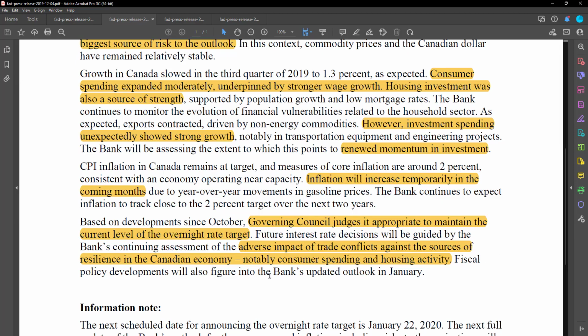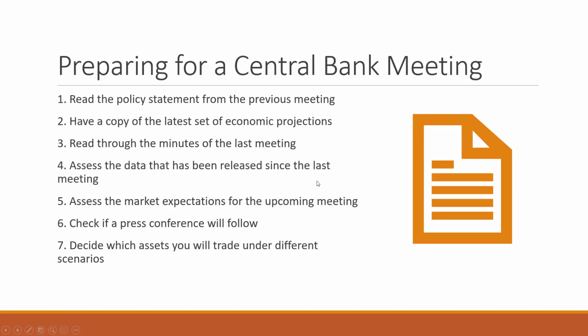So this is the December meeting. Now, what we're sort of imagining here is we're preparing for the meeting happening in January 2020. So we're preparing for the January meeting, which means we need to go back to the previous meeting in December and read through that statement. So that's the first thing we had to do.